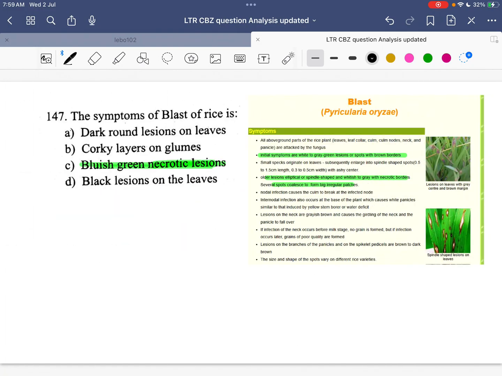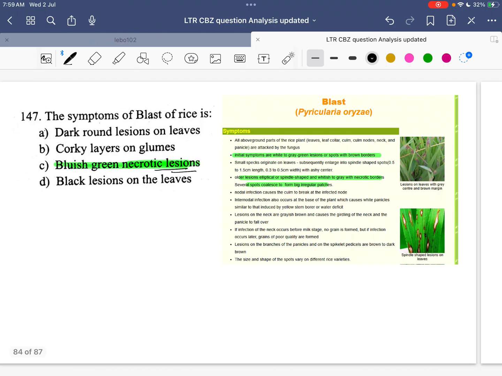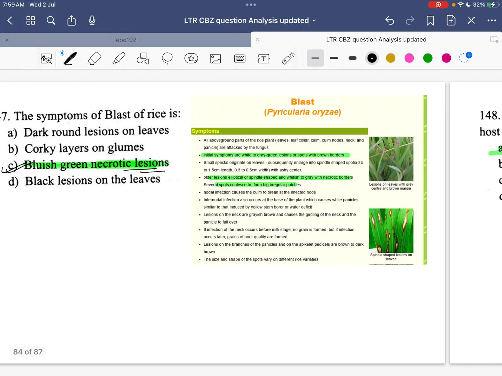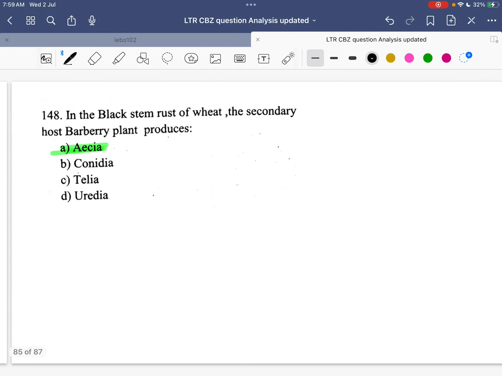This one is also out of syllabus. The symptoms of blast of rice are bluish green necrotic lesions. It is a plant pathology question. C will be the answer. Go through the plant pathology book and you will get to know.